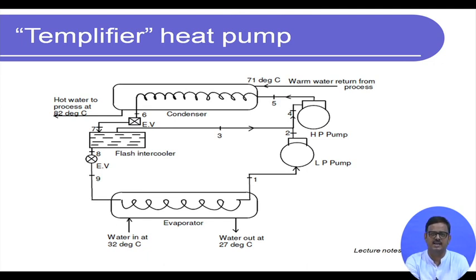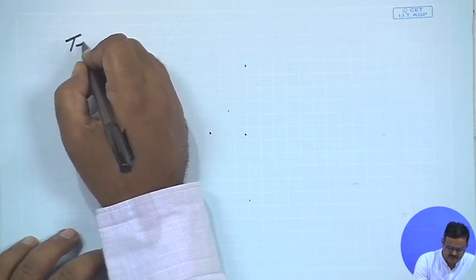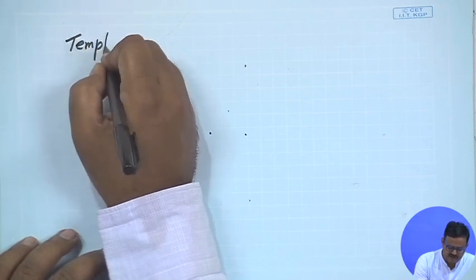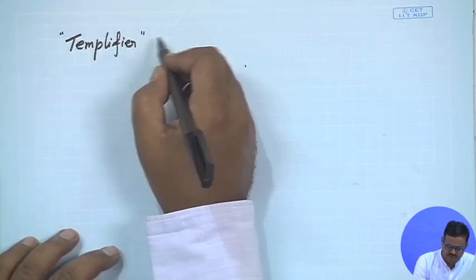So, let us look at this cycle a little more carefully and using our knowledge try to draw a pH diagram or a TS diagram. Okay. So, let me first write down here what we are going to analyze is the templifier heat pump.